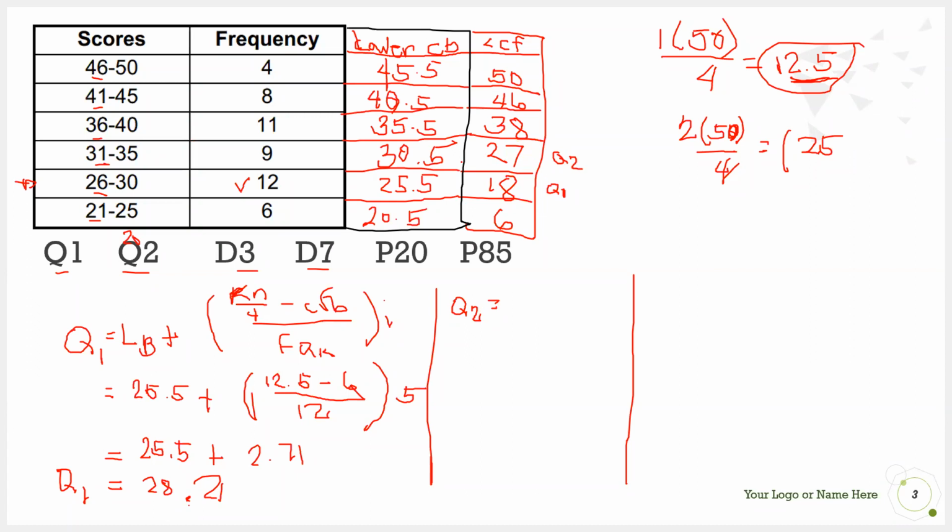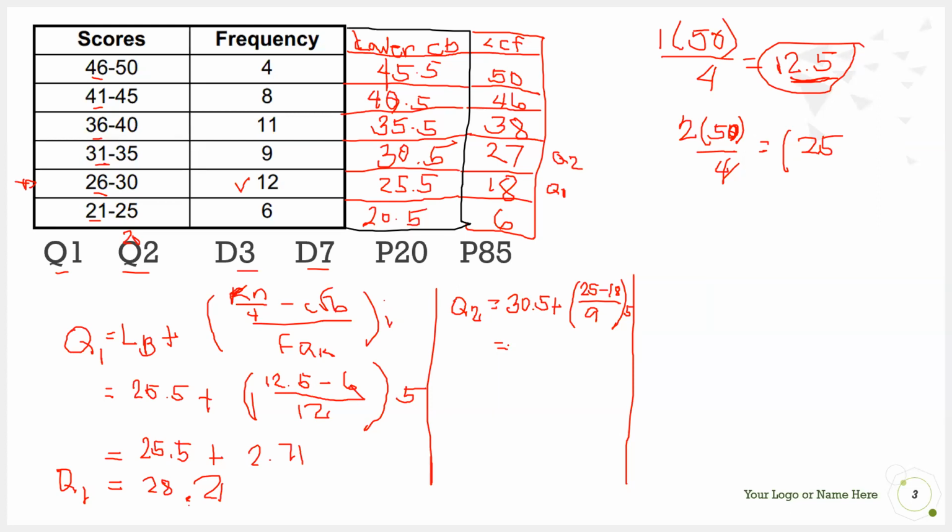So, the lower boundary, ano lower boundary ng Q2? 30.5. That's correct. 30.5 plus the quantity. Yung 25 natin, kuhanin natin yung 25, minus, ano yung nasa baba ng 27? Yung Q2 natin? 18. That's correct. Over. Ano yung frequency ng ating Q2? 9. Then times our class size, which is 5. So, computin lang natin yan.